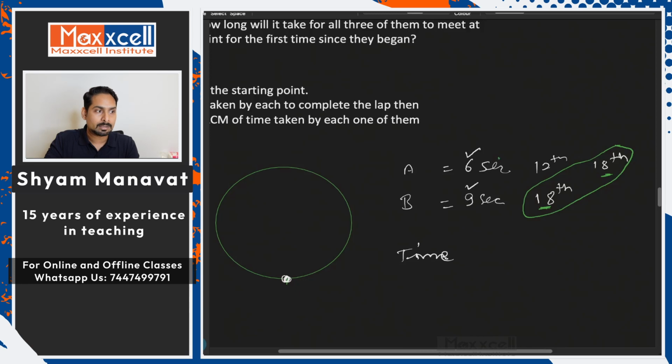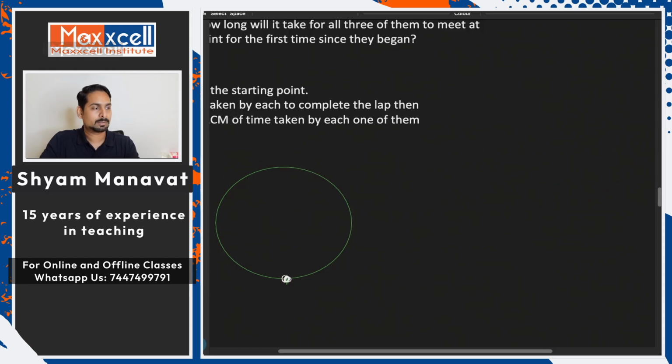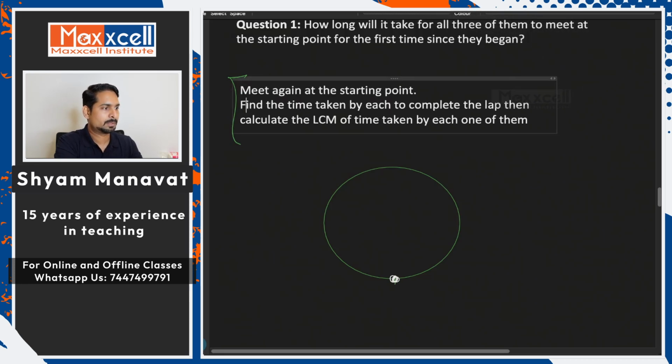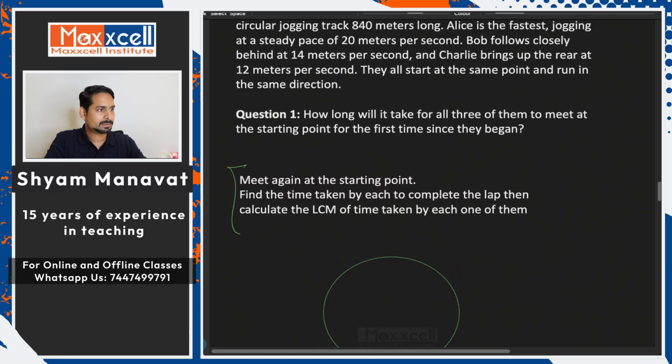Alice has covered how many laps, doesn't matter. The question is, when are they going to meet at the starting point? So this is how you should tackle the question. I hope this is clear. When you want them to meet at the starting point, find the time taken by each of them to complete the lap. Then calculate the LCM of the time taken. That is the LCM, least common multiple. So you take the least common multiple. Okay. Fine.